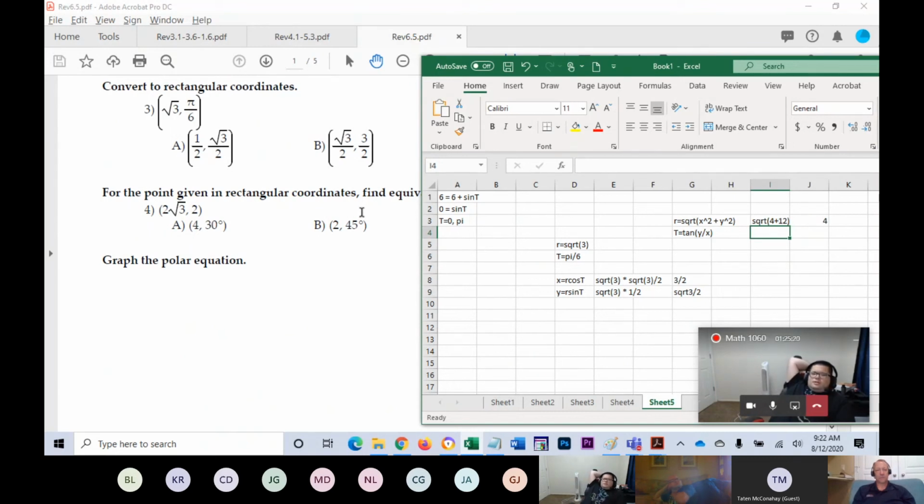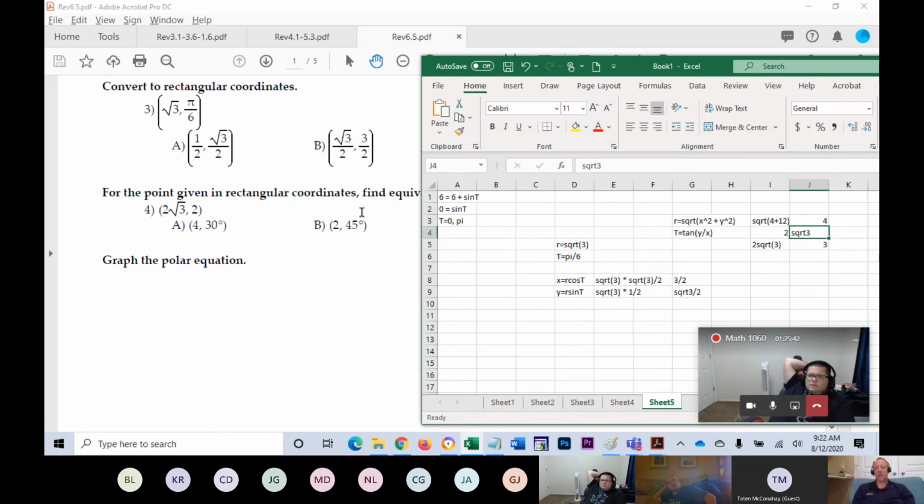It would be, oh wait, sorry, it's y over x. It would be 2 over 2 square root of 3. And if we rationalize the denominator, the 2's cancel, right? So it's 1 over the square root of 3, which is the square root of 3 over 3.